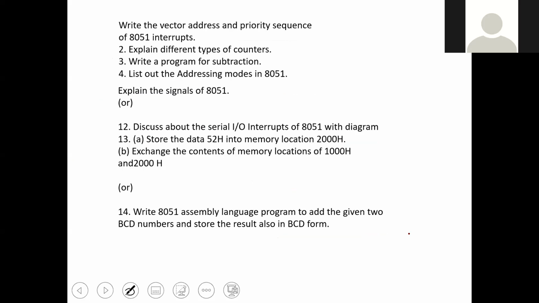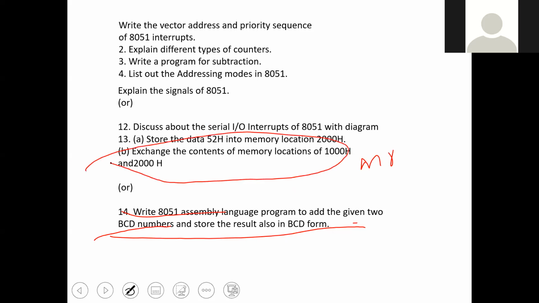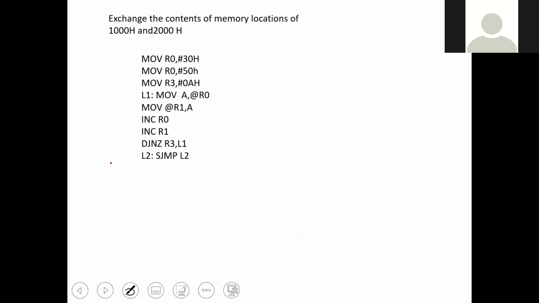Then in ascending order. And you have seen: add the given two BCD numbers and store the result in BCD form. Only two BCD numbers, I can take 8-bit numbers also. Very simple program. MOV A, #; MOV R1, #; then ADD A, R1, then DAA. DAA means what? Decimal adjust accumulator. Then exchange the content of memory locations 1000H and 2000H. Actually, it's a very simple program.